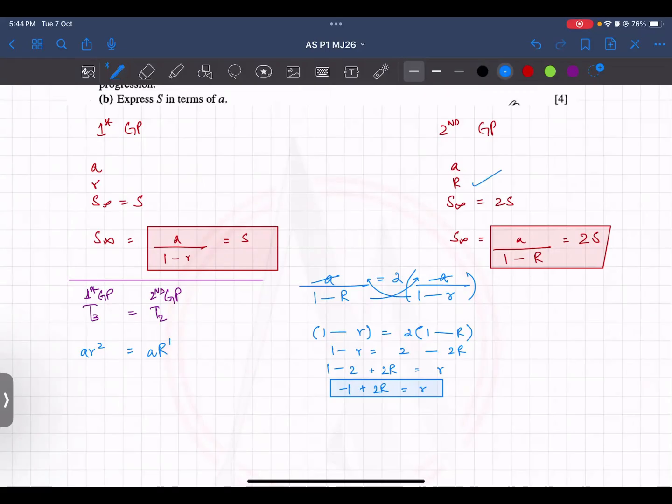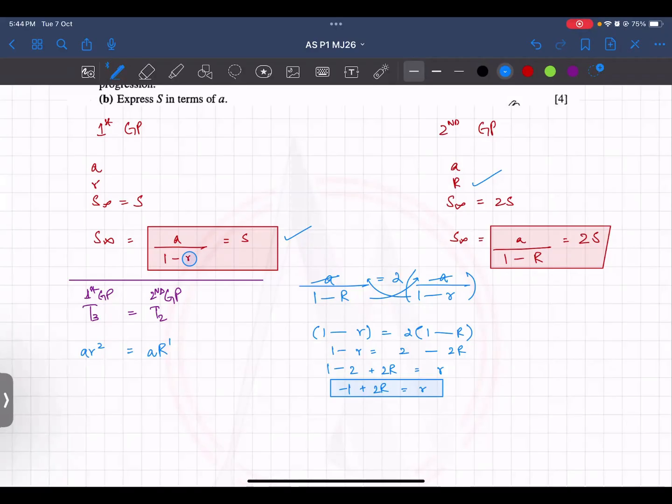Then they want to find S in terms of A. So we have this equation, S in terms of A and R. We have to find, somehow replace this thing. Right? We have to get rid of this thing. So what can we do?